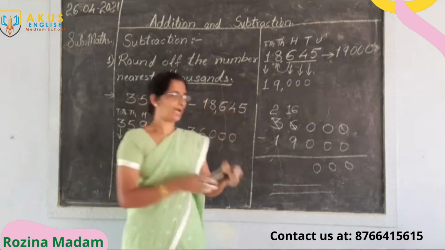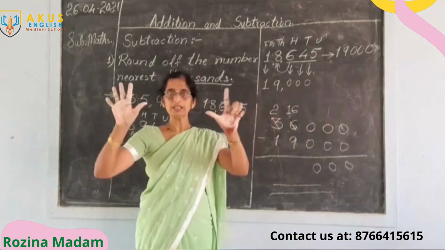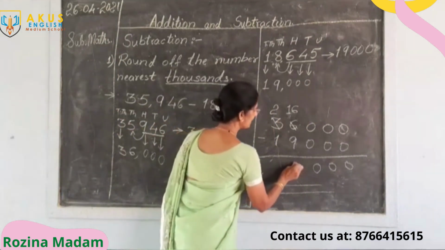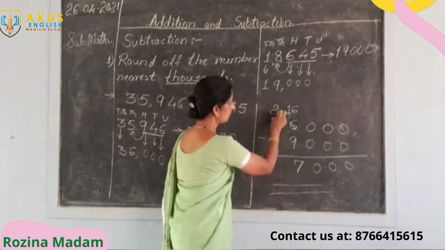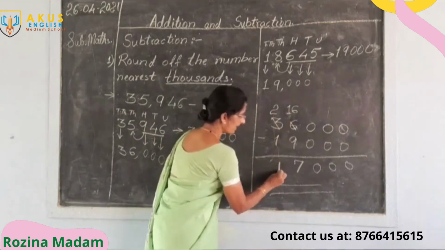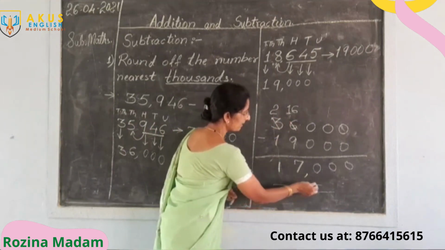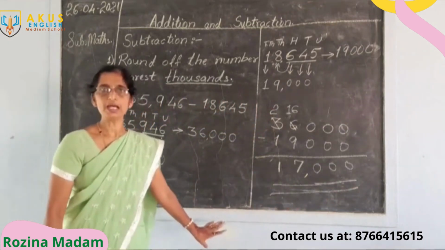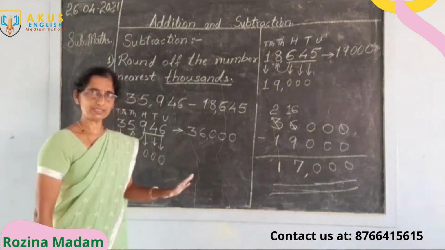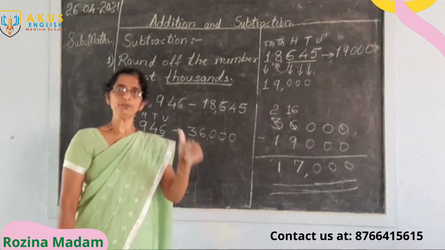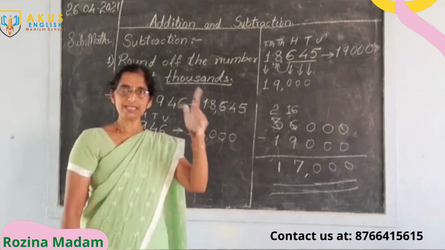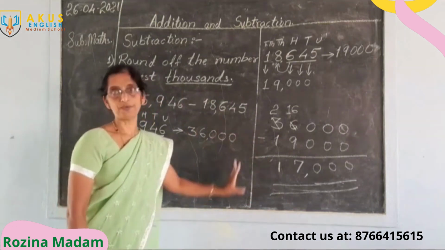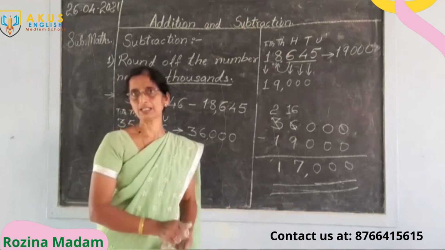So you got the answer. Here what is this number? 7. So here it becomes 7 and 2 minus 1, 1. So you got the answer 17,000. 17,000 is your answer. So children, you understood now how to round to the nearest 10, nearest 100 and nearest 1000 and find the difference. Difference means subtraction. Thank you.